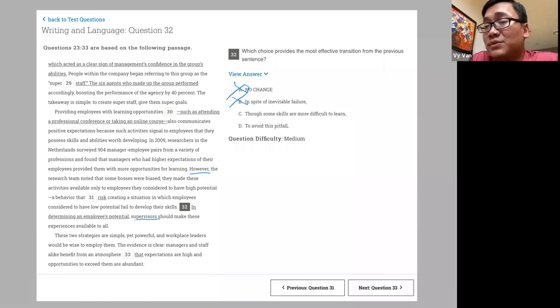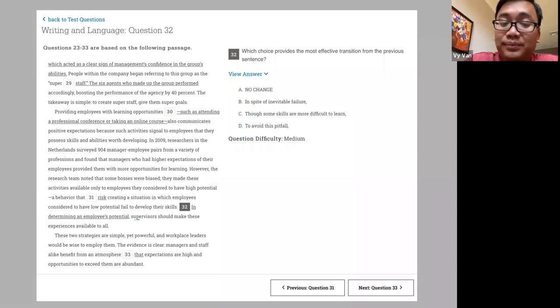Okay. Though some skills are more difficult to learn, it has nothing to do with this. D, it says to avoid this pitfall. So this pitfall is the fact that the employers, the bosses were biased. So you want to avoid this. So you should make the experiences available to all. And that's the only thing that makes sense here. So the answer is D.